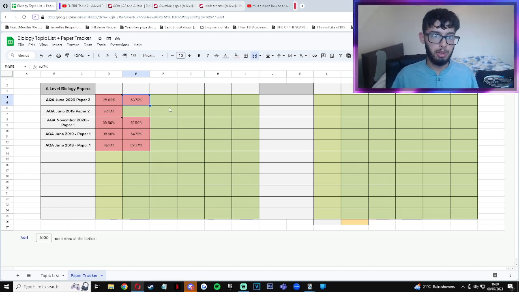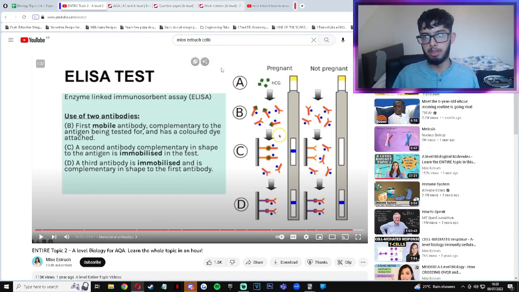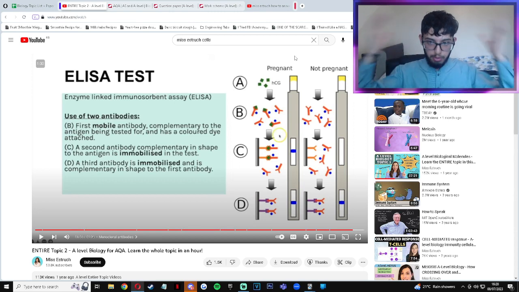And then you just track your papers, and you just keep doing past papers, and you keep learning the content, and you keep making flashcards, and you keep redoing the flashcards, and you keep learning, and it'll come to a point where you literally know everything, all the content you've memorized, because you just kept doing the flashcards. And that's how simple it is.